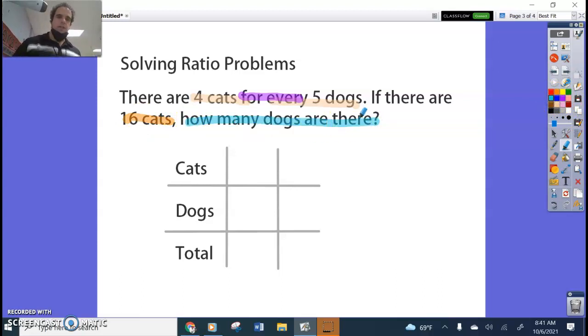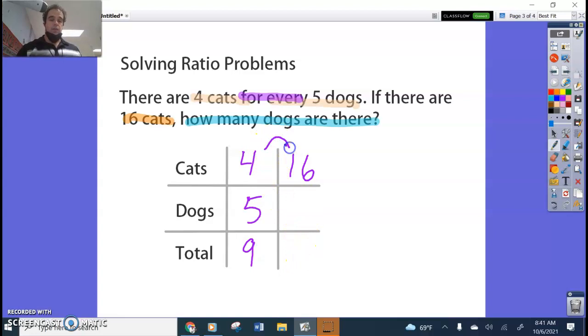So, by seeing that for every language, I'm talking ratios, so I can start filling in this little table. This is a part-to-total table for solving ratios. I'll fill in there are 4 cats, there are 5 dogs. From the problem, I know there are also 16 cats. Now, this bottom line isn't actually in the problem, but it's a very useful piece of knowledge. In the basic ratio, if there are 4 cats and 5 dogs, that means there are 9 animals in total in the basic ratio, which means I can fill out the other boxes.